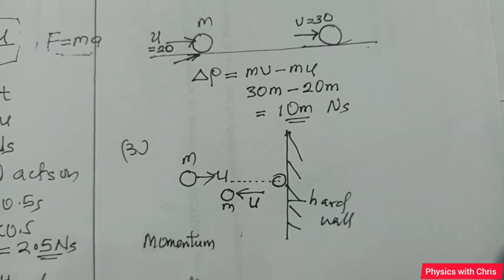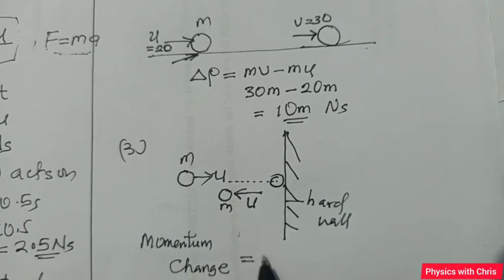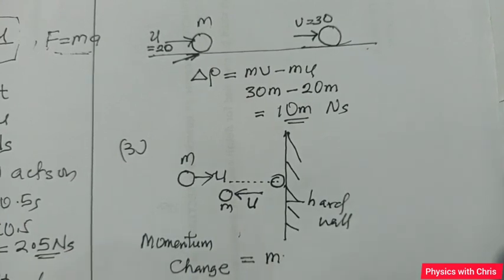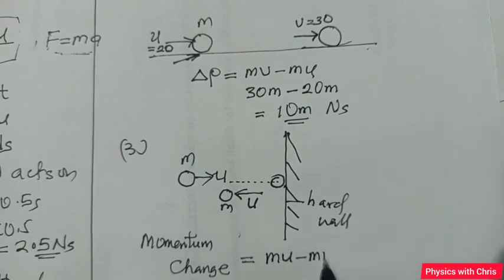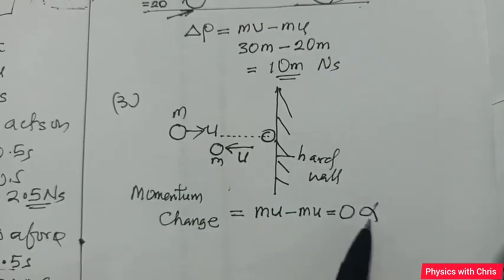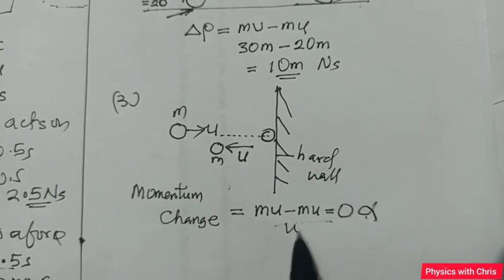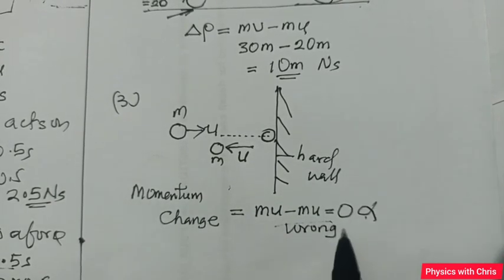Some students may make the mistake of just saying momentum change is zero, since there's no change in velocity. They may want to write it like this: final momentum mu minus initial momentum mu is equal to zero. But this is very, very wrong. So in your own notes, write it like this and place this sign to show that this is wrong. Now, why is this completely wrong?